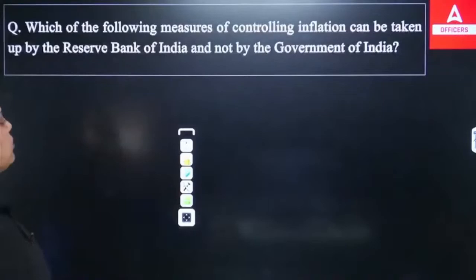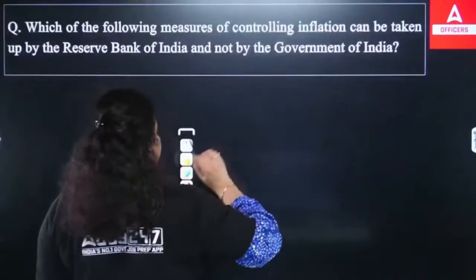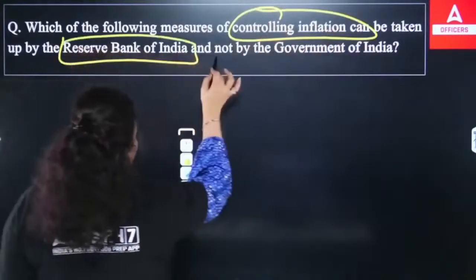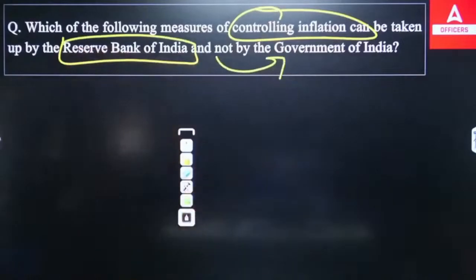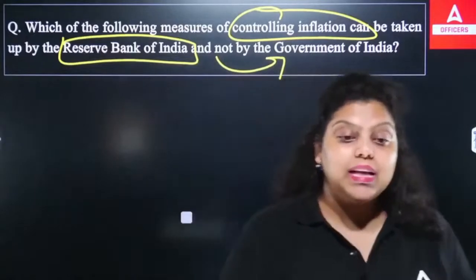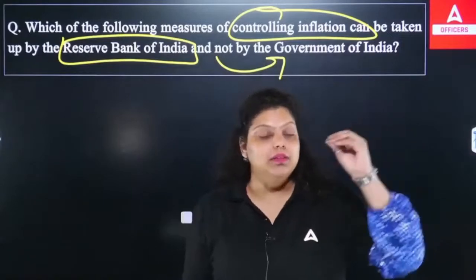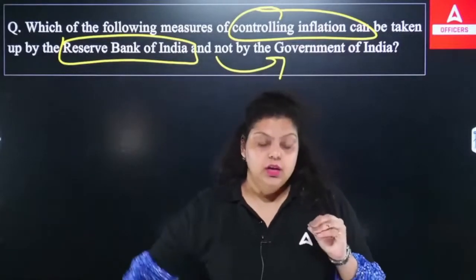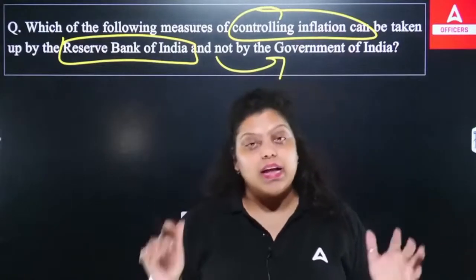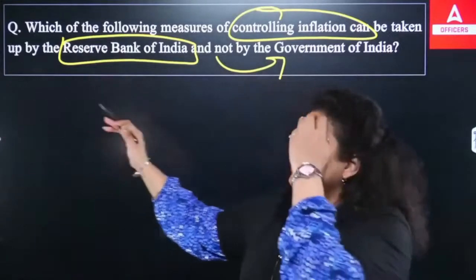Next. Which of the following controlling measures of inflation can be taken by the Reserve Bank of India and not by the government? We know inflation is a rise in the prices of goods and services, and that can harm the economy. If prices increase above a certain level, it will create a loss for the economy. A limited inflation is good for the economy. So if inflation is rising, it is the responsibility of the RBI to control that.